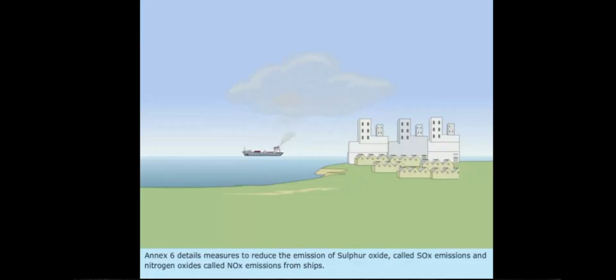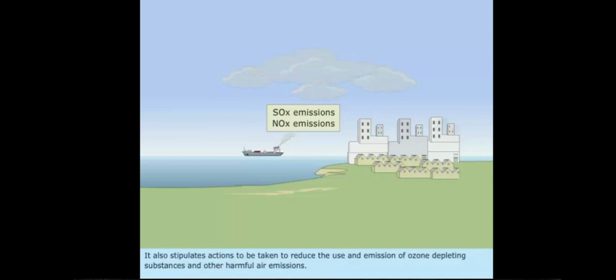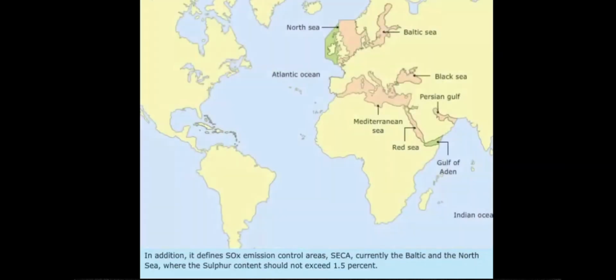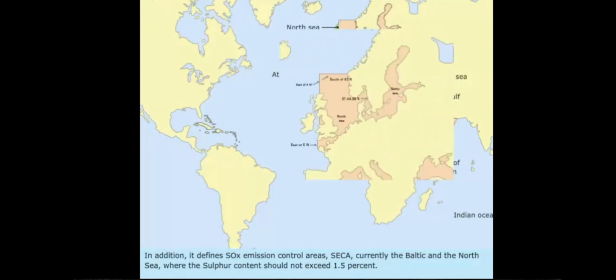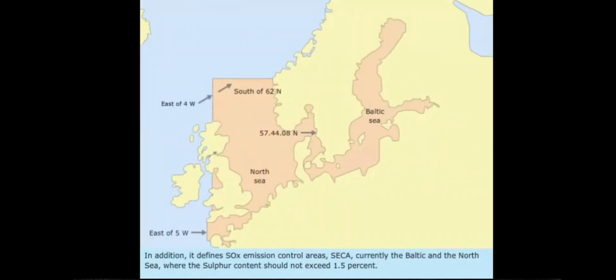Annex 6 details measures to reduce the emission of sulfur oxide, called SOx emissions, and nitrogen oxides, called NOx emissions, from ships. It also stipulates actions to be taken to reduce the use and emission of ozone-depleting substances and other harmful air emissions. This annex calls for the sulfur content of marine bunkers to be capped at 4.5% worldwide. In addition, it defines SOx emission control areas, SECA, currently the Baltic and the North Sea, where the sulfur content should not exceed 1.5%.